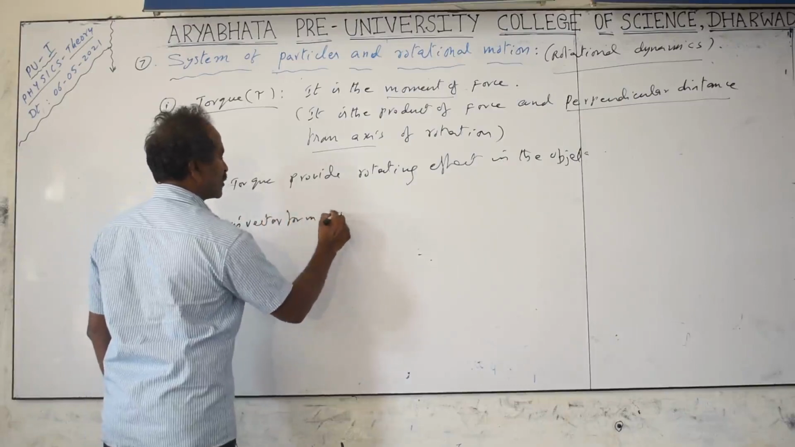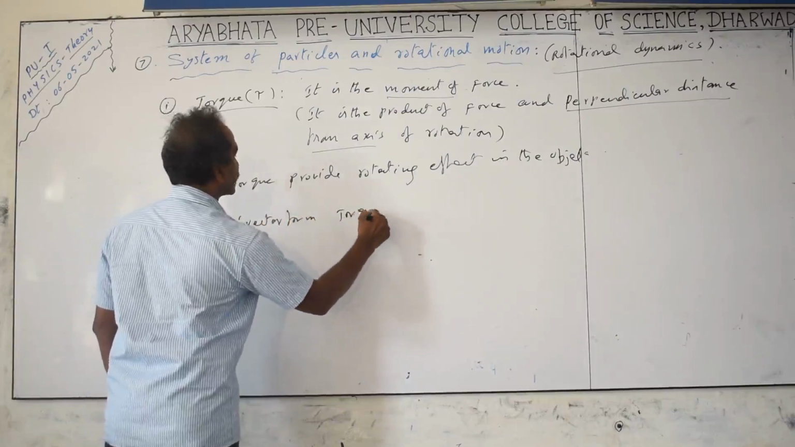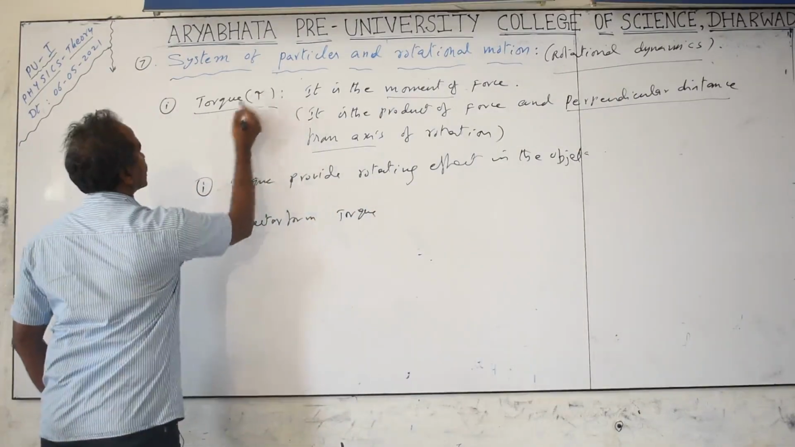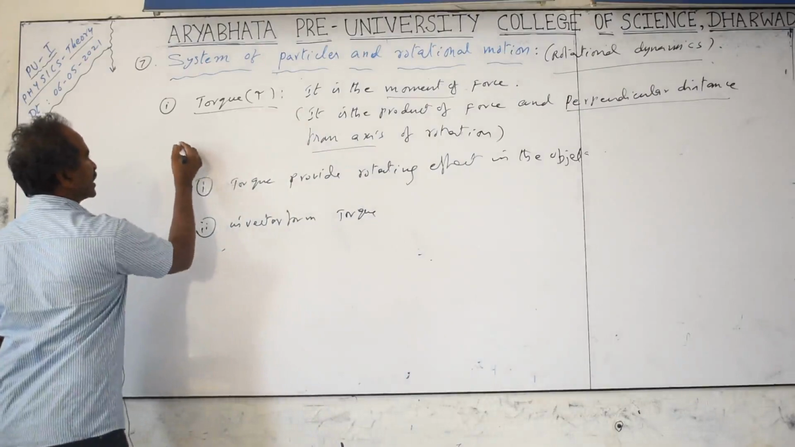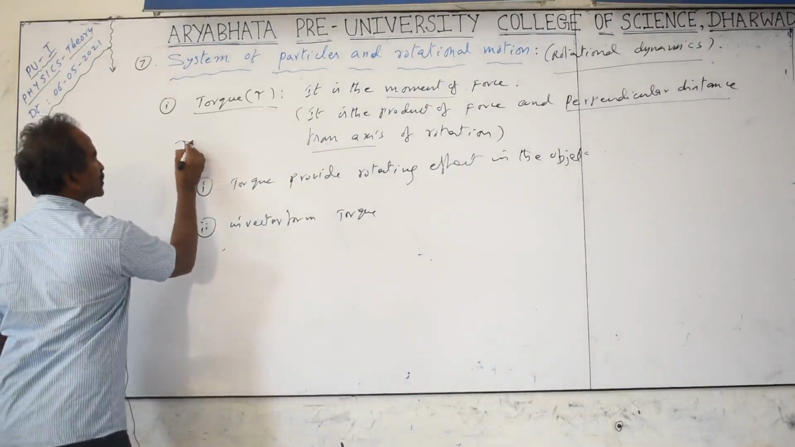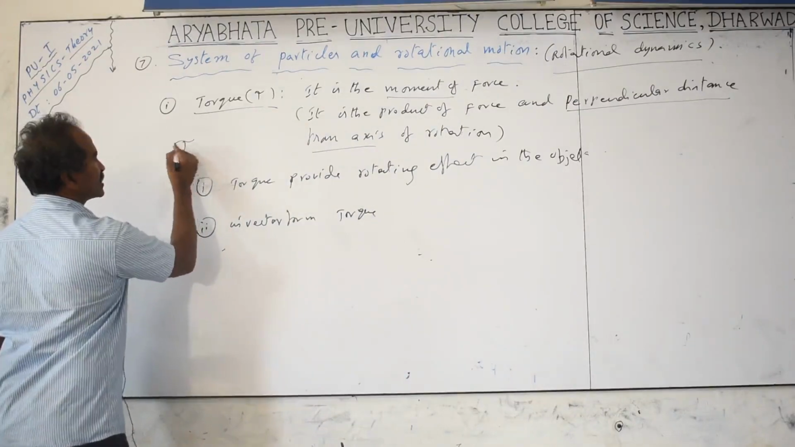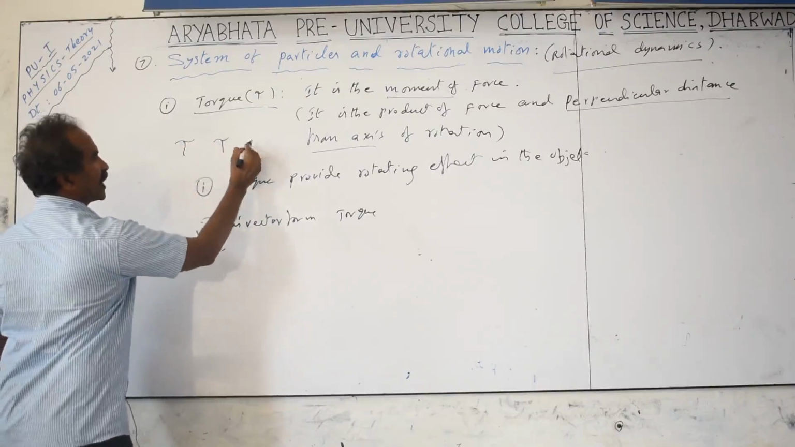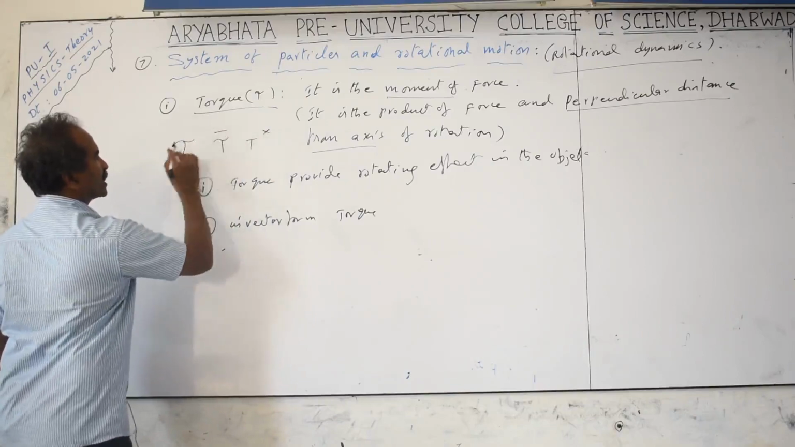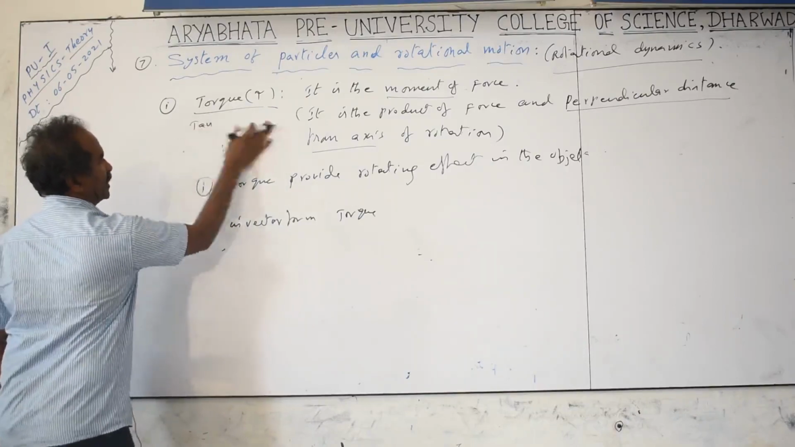Torque, the symbol is taken as tau. You have to read that as tau, Greek letter. It is a straight line; actually the vertical line is slightly curved, and the top is also a curved line, like a wave. Generally we write a straight line with a curve on the top. Compulsorily take the curve on the top, don't write a T. It is not T, it is called tau.